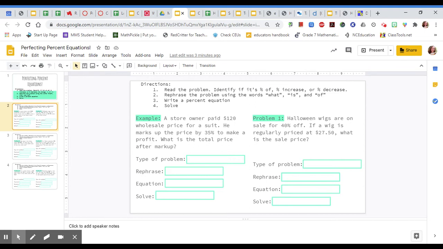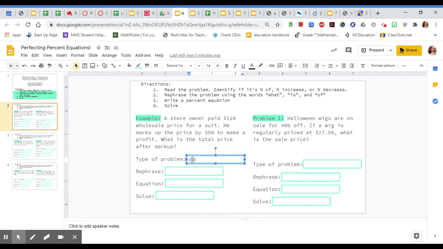He marks up the price by 35% to make a profit. What is the total price after markup? I know if my first step is to identify the type of problem, then a markup is a percent increase. So here I'm just going to start by writing increase. And when it's a percent increase, I add my percent to 100. So they're adding 35% to 100% of the cost.